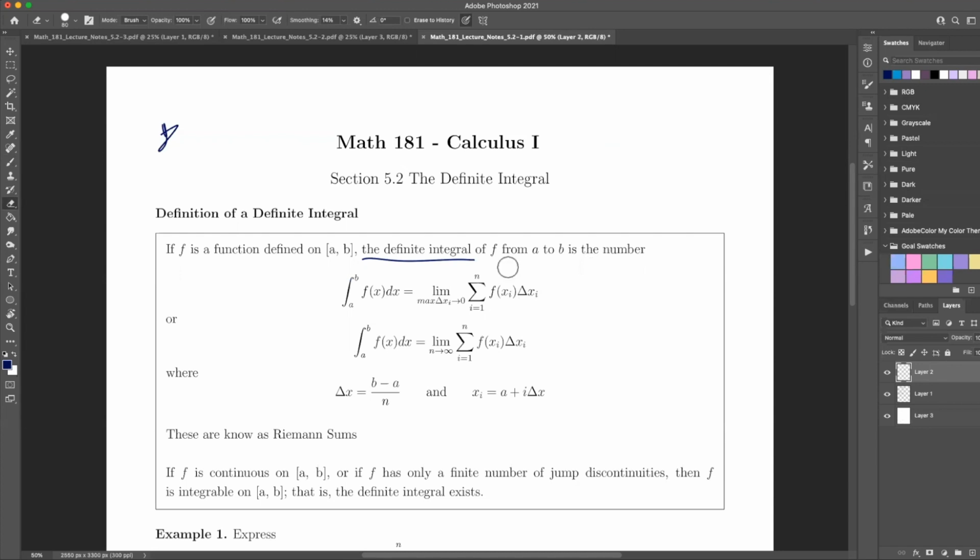So we're going to look at the definite integral going from a to b, and we're going to say the limit as the max of the delta x's goes to zero. Your book defines it this way. It's just going to be the sum of the function value times that delta x.